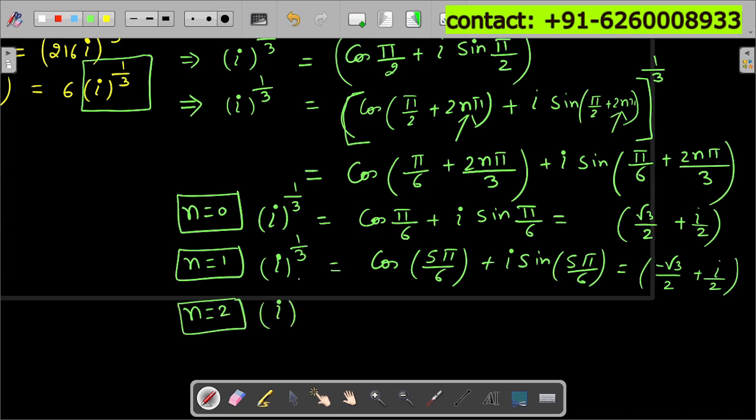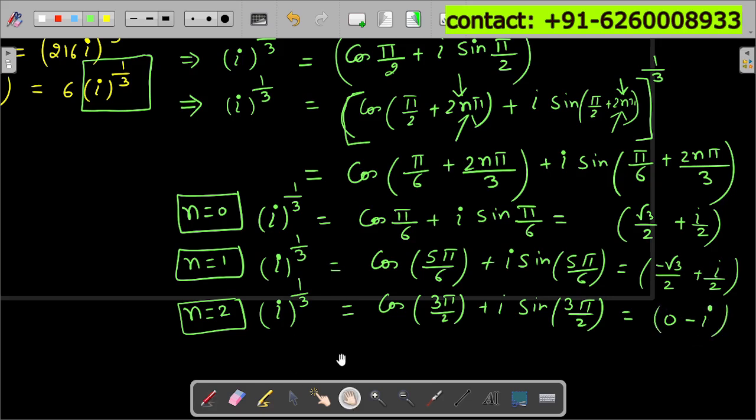So let us put n = 2. The cube root of i should be equal to, putting n = 2 here and here, what will we get? We will get cos 3π/2 + i sin 3π/2, and the values of these will be cos 3π/2 = 0 and sin 3π/2 = −1. So this will be 0 minus 1 times i, that is −i. So we get the three cube roots of iota.